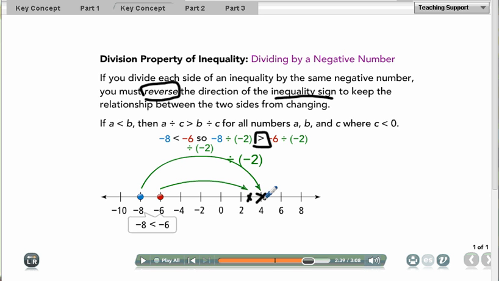So if I kept the arrow, I would be saying 4 is less than 3. But that's just absolute nonsense. 4 is not less than 3. So to keep the statement true, I have to follow the rules for inequality and flip my sign, where then I would write 4 is greater than 3.